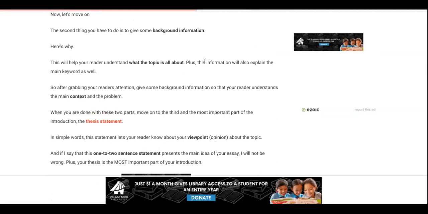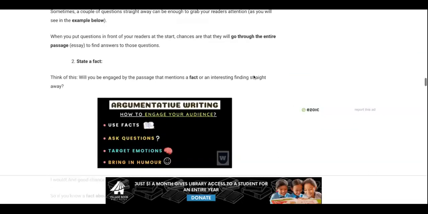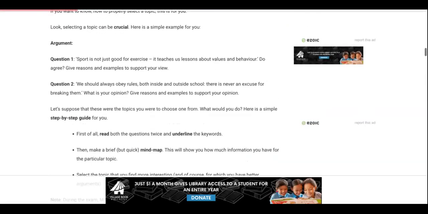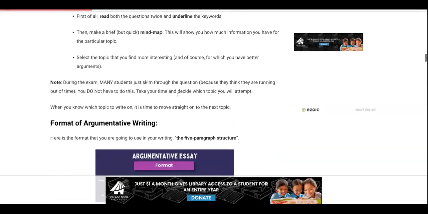The main keyword in my topic, which has been given to me over here, is basically values and behaviors. This is my main keyword because this is something I have to explain. What do I mean by values and behavior? What is my opinion on values and behavior? Sport is another keyword. My topic will revolve around these three things: values, behavior, sport. So this is my keyword.